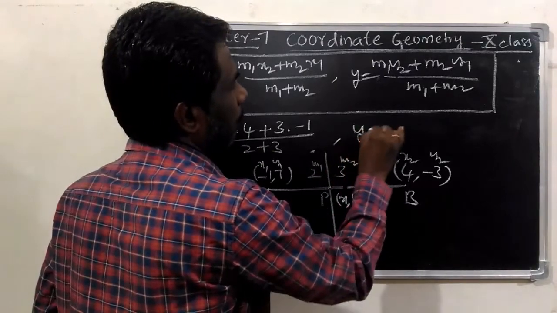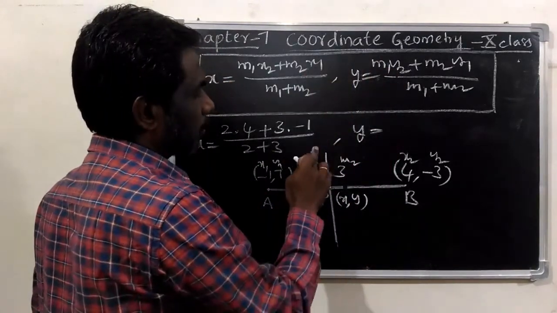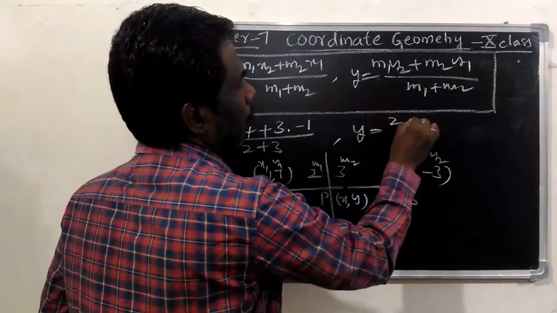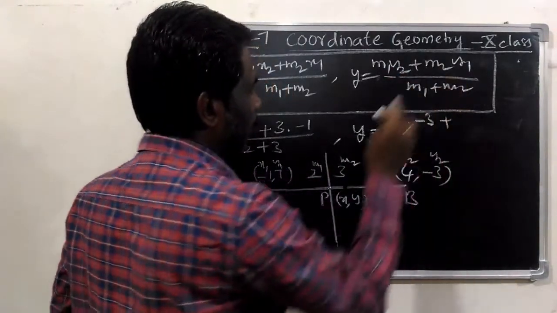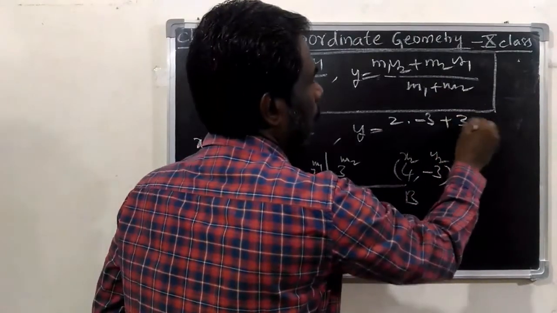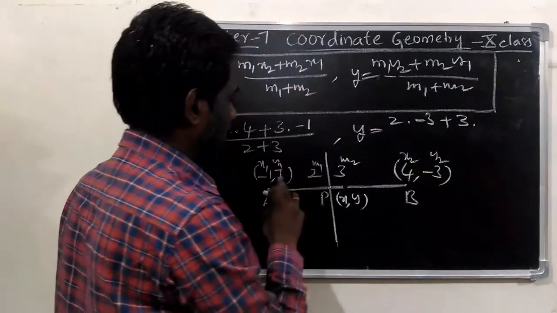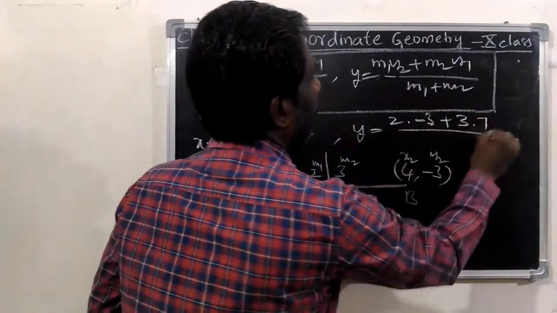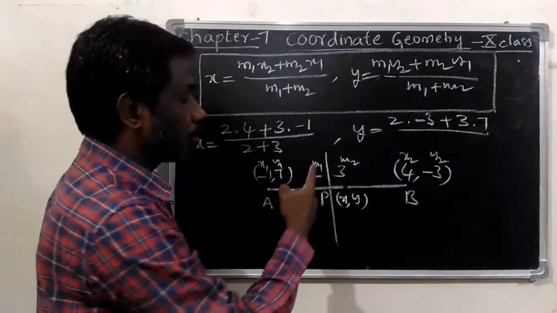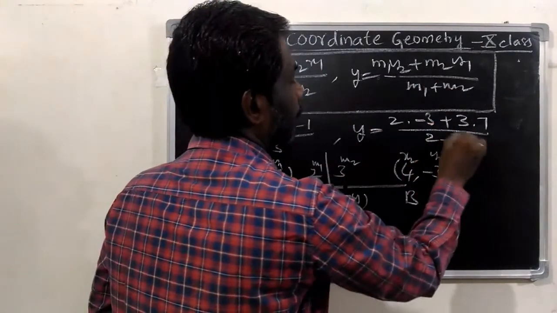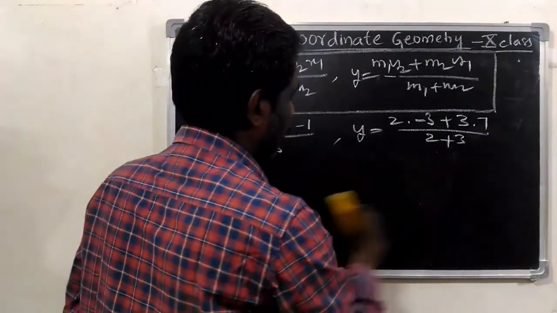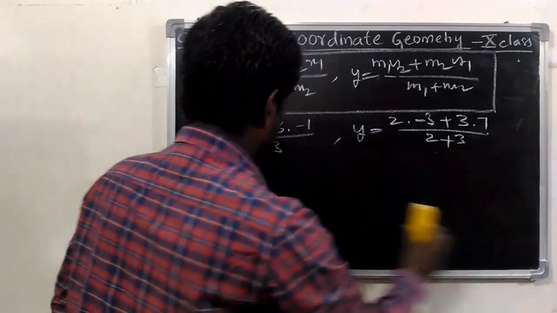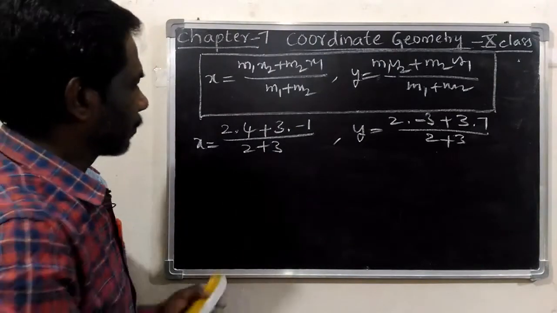Comma, y is equal to m1, which is 2, into y2, which is -3, plus m2, which is 3, into y1, which is 7, by m1 plus m2, that is 2 plus 3. So after we substitute these values in the formula, we have to simplify it.